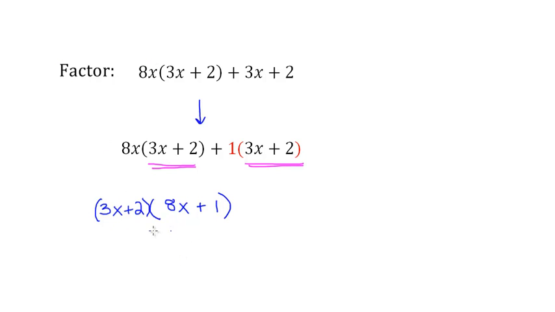We have now factored this original expression, and let's recheck it. If I was to take 3x plus 2 and multiply it times 8x, I would get 8x times 3x plus 2. And if I was to take 3x plus 2 times 1, I would simply get plus 3x plus 2. This is our completed factorization.